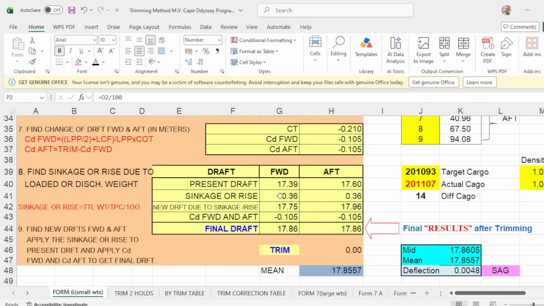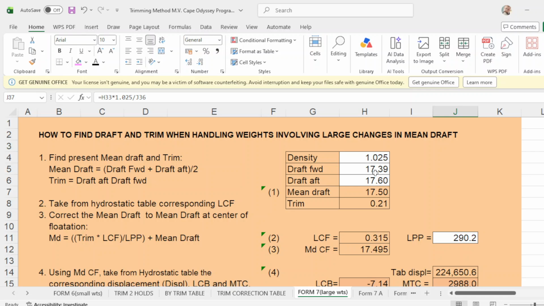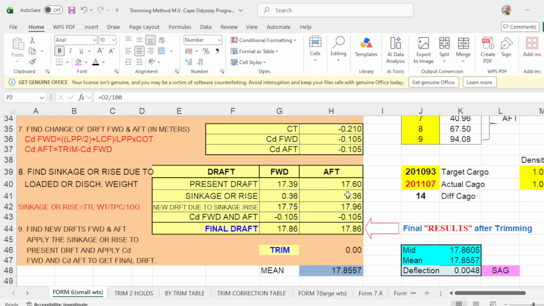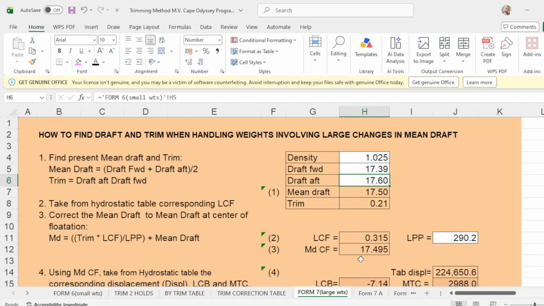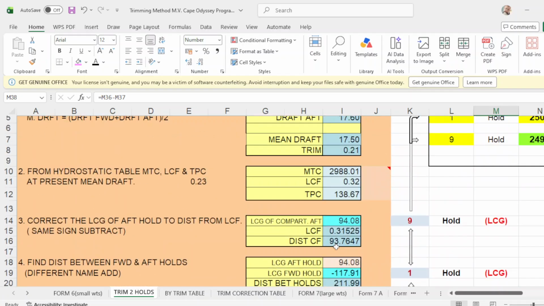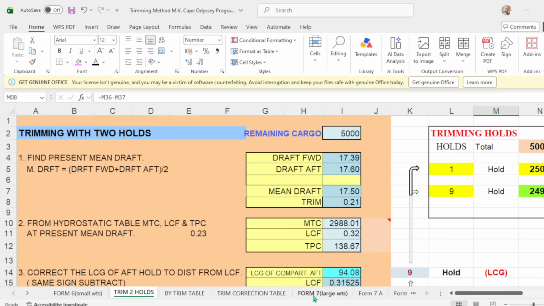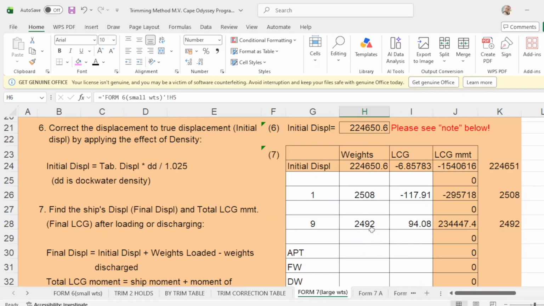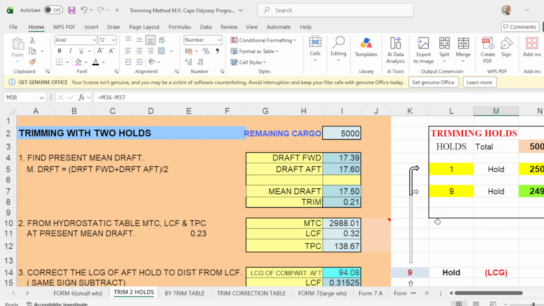So what is your initial drop forward and up? Initial drop forward is 1739. And up is 1760. That's automatic, I already put that one. And trimming holes 1 and 9. Number 1 is how much? 2508. You got here 2508. Number 9 is 2492. You got here 2492.